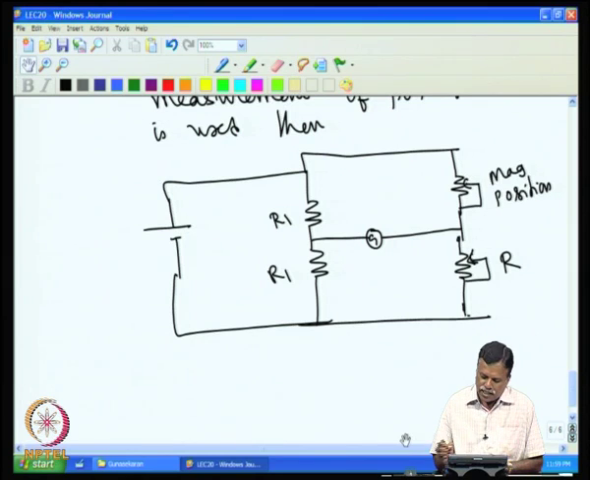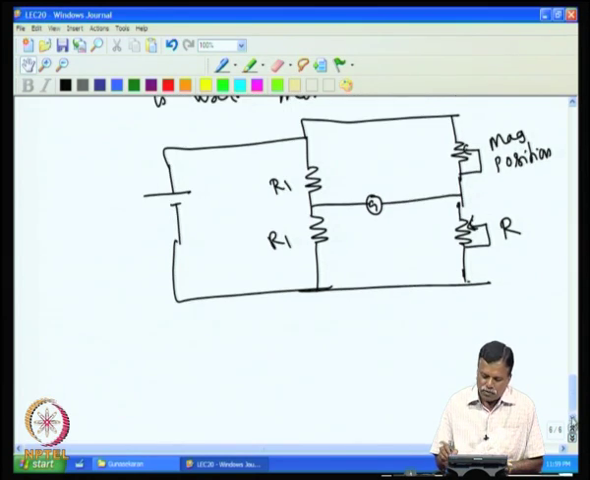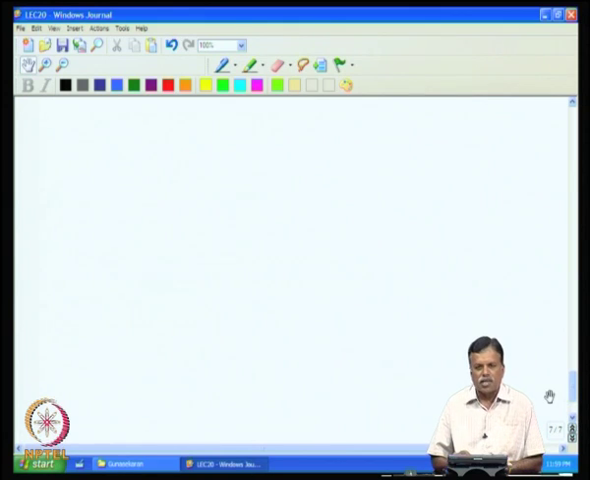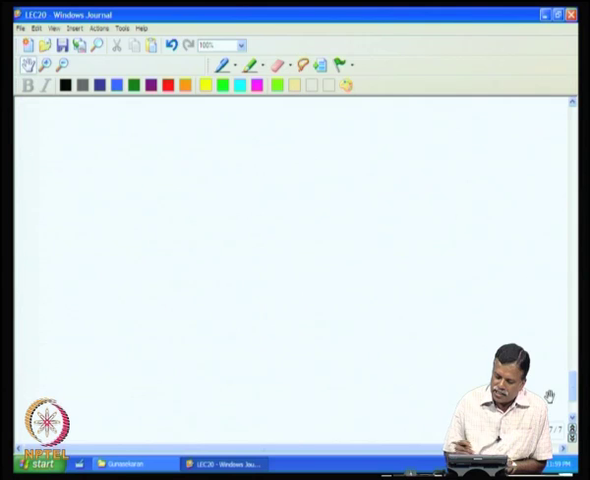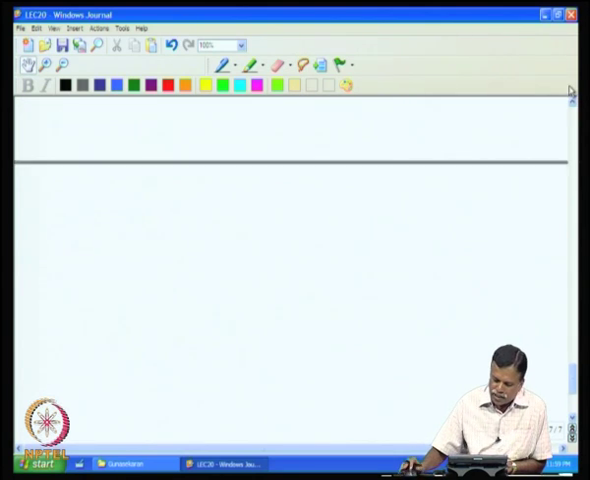So, this is the bridge method that was there. Now, what is the technique that is used in today's world? Of course, there are drawbacks in this bridge method. The main drawback is the voltage that you get unbalanced.